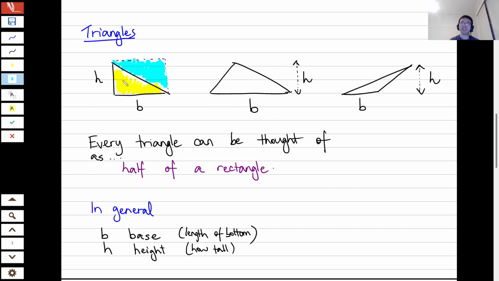But what if I didn't draw the triangle like this first one? What if I drew the triangle like this? Well, what I'm going to need to do is again draw the rectangle with dimensions B and H. And hopefully what you're seeing here is, for every yellow triangle, I can draw a blue triangle. So here are two triangles with the same area.